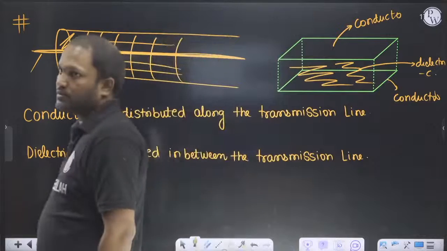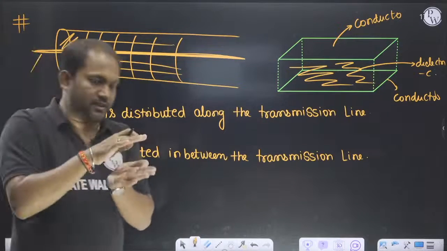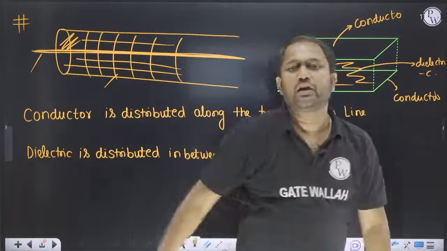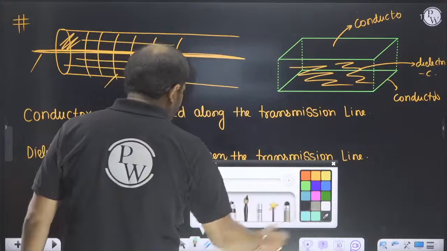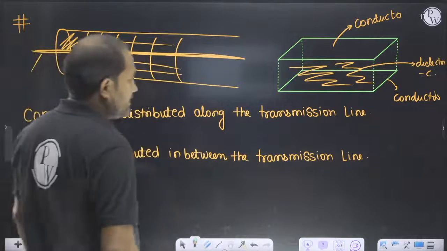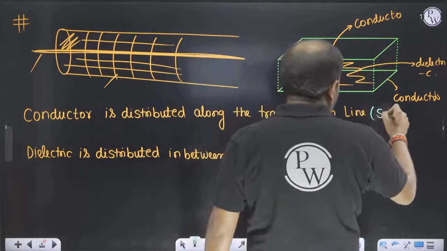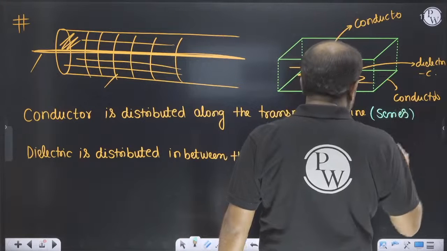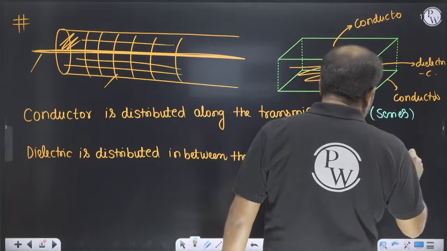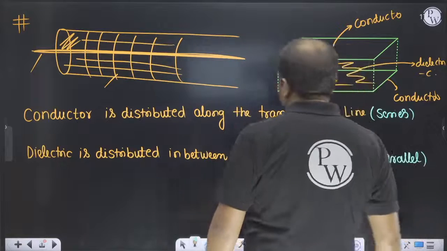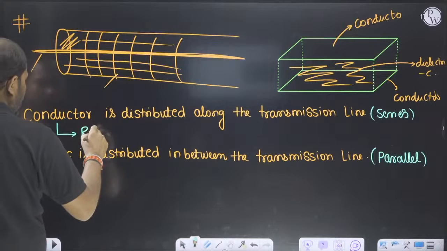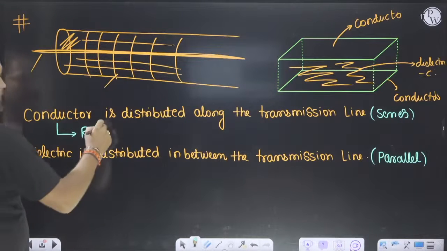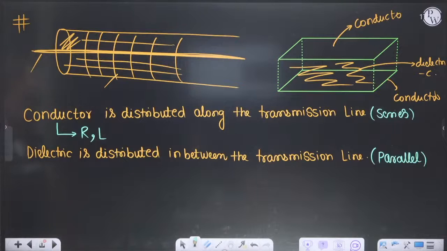Okay, so dielectric is distributed in between the transmission line and conductor is distributed along the transmission line. The conductor has two things, that it has series. So along the transmission line is called series, or in between the transmission line is called parallel. And we know that due to the conductor there are two types of losses: one is conductor loss, and second is storage of energy in terms of magnetic field.